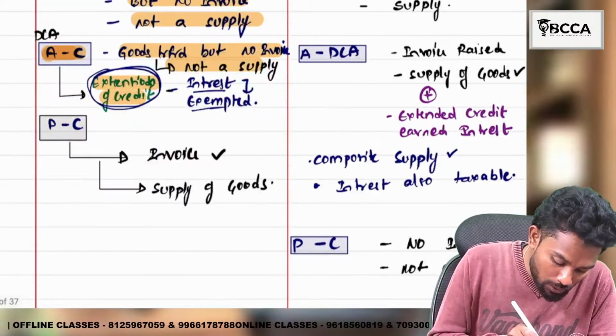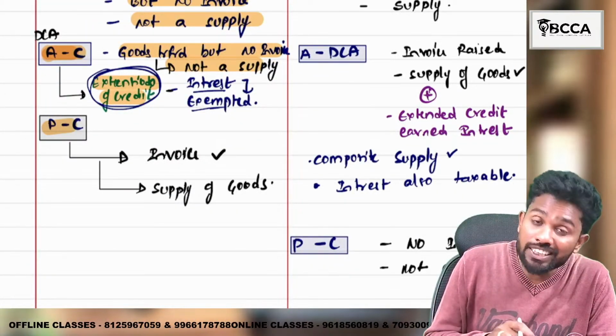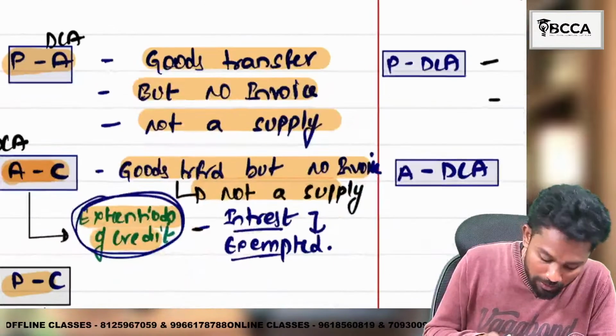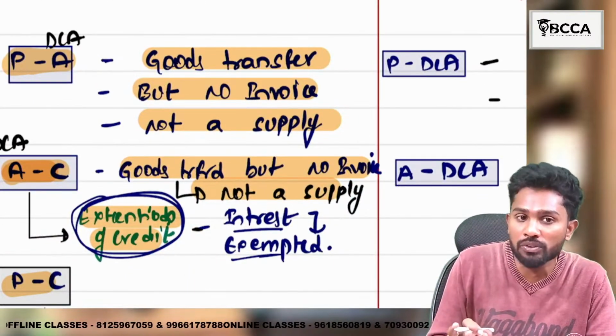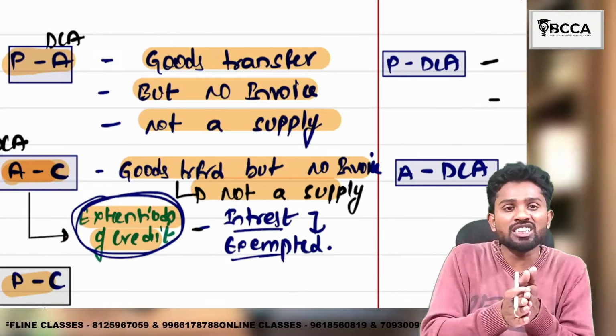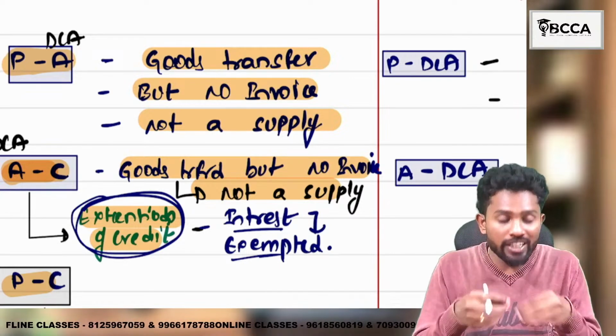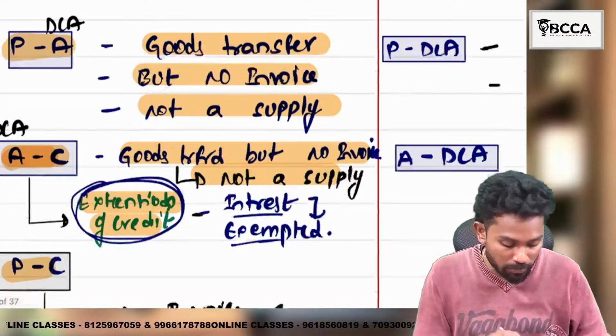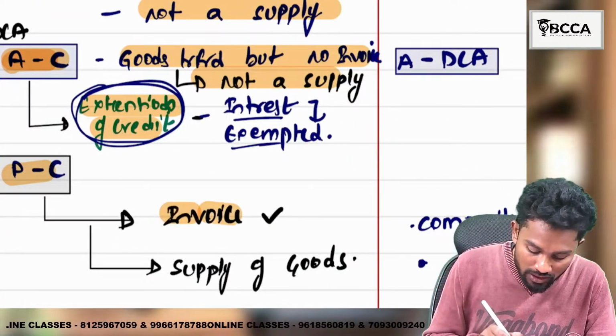Then principal to customer. Sir, why is it getting exempted? It's a standalone transaction between agent and customer. There is no supply of goods. If there is supply of goods and extension of credit, then it is composite supply. Here only extension of credit is there, so no composite supply here. Principal to customer, invoice is there, supply of goods.